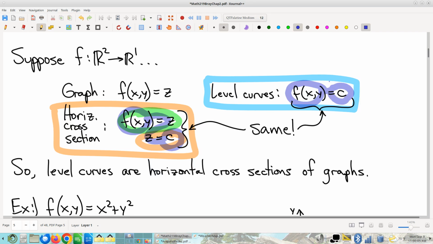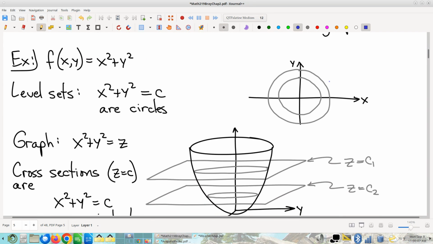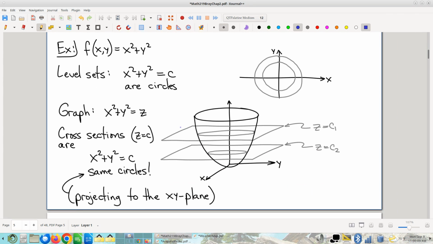Kind of cool. You can see this in action down here. Here is a function we've talked about before. And we've talked about the level sets.